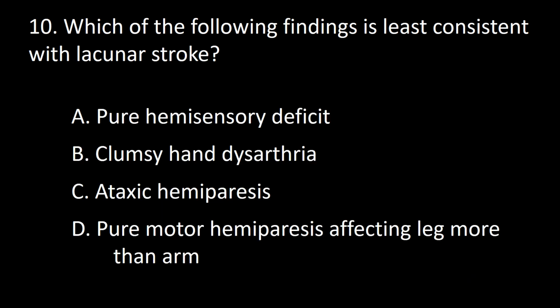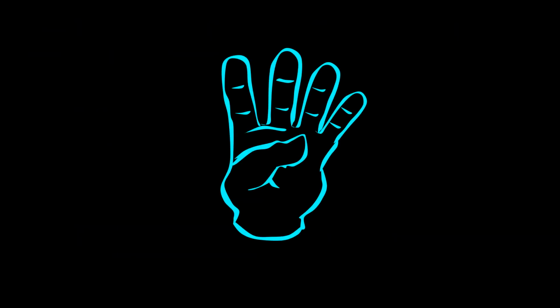Next question. Which of the following findings is least consistent with a lacunar stroke? A. Pure hemisensory deficit. B. Clumsy hand syndrome. C. Ataxic hemiparesis. D. Pure motor hemiparesis affecting the leg more than the arm. Most authors cite 4 syndromes as being characteristic of lacunar stroke, while emphasizing that many other syndromes may occur as a result of lacunar strokes.